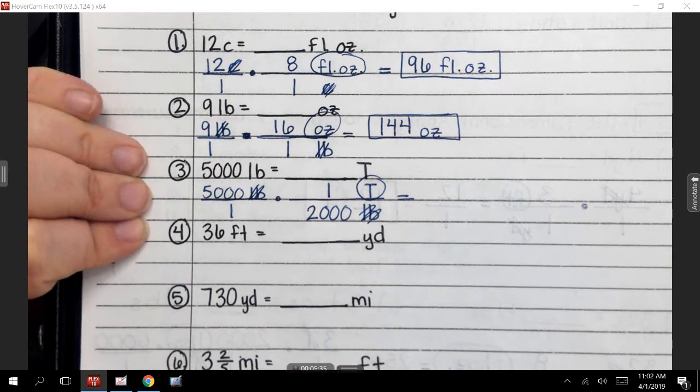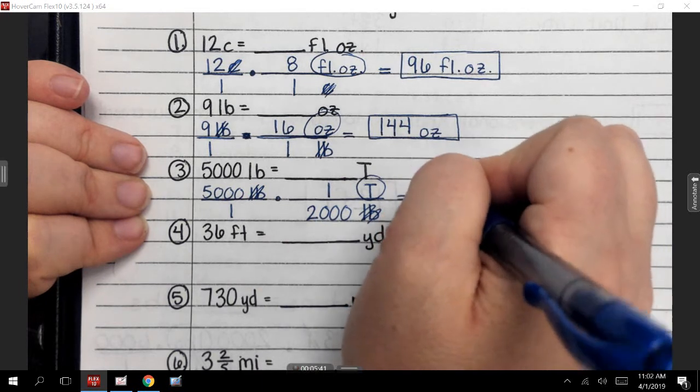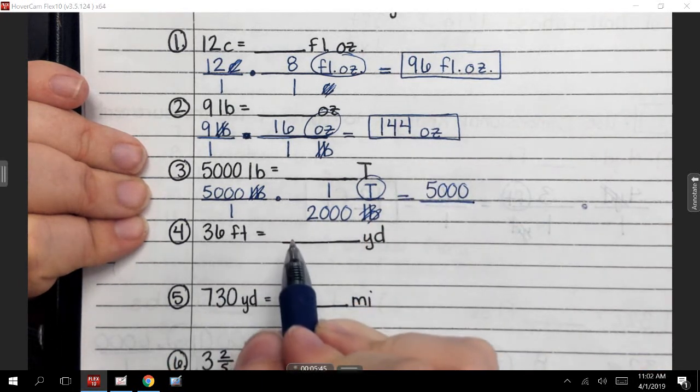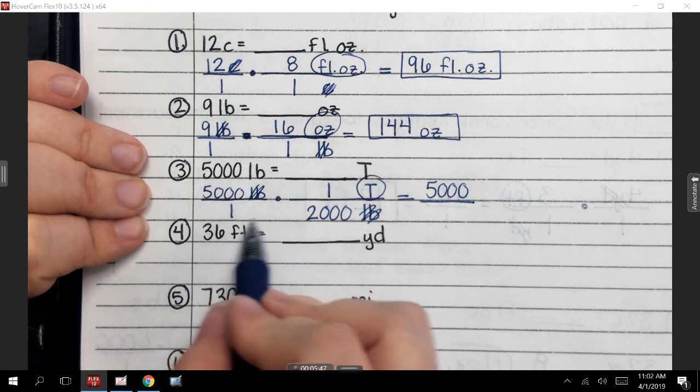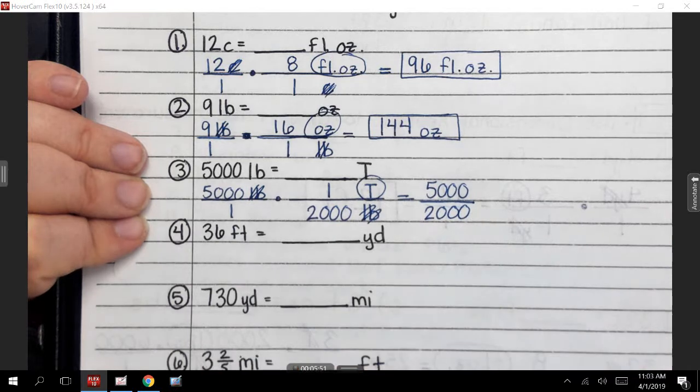What number do I get on top when I multiply on top? What do I get? Maribel? 5,000. What do I get on the bottom, Maribel? 2,000, because 1 times 2,000 is 2,000. So that looks a little weird, doesn't it?